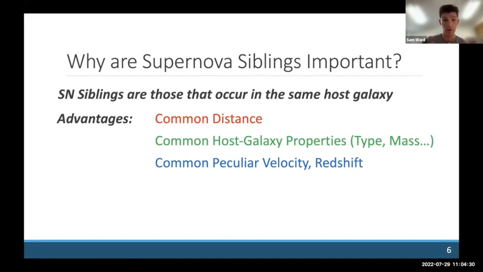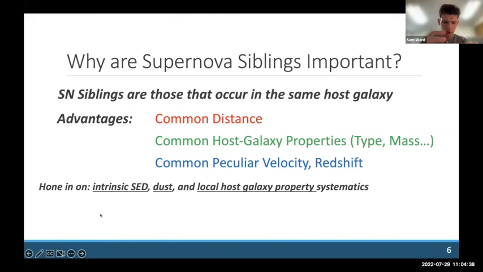But in a population, these common properties do vary. So we expect a difference between the siblings' scatter and the total intrinsic scatter in the population. So when we're looking at the siblings' distance estimates, we're ultimately honing in on how well we're modeling the stuff that does vary. So how well are we modeling the intrinsic SEDs? How well are we modeling the dust extinction, which probably varies amongst these siblings? What is the effect of the local host galaxy properties, which varies amongst these siblings?